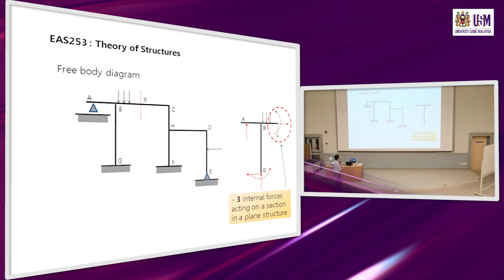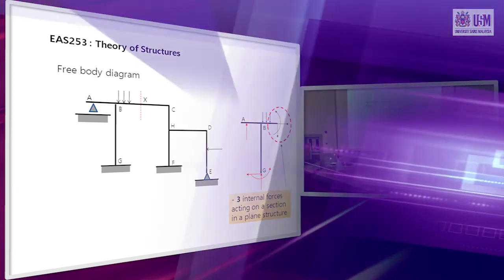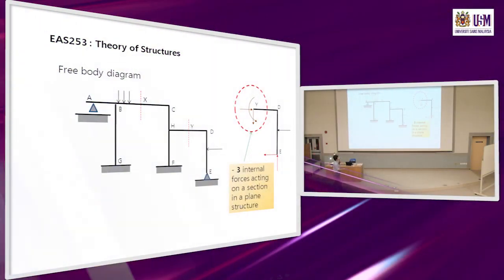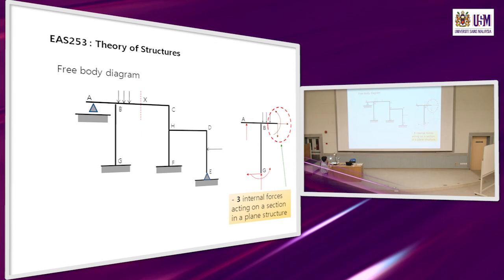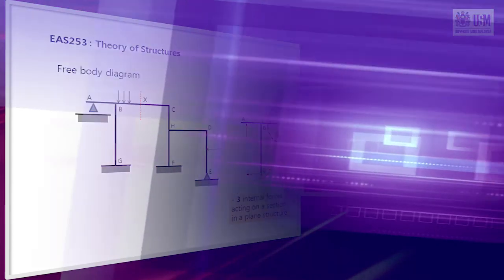But remember, in general, when you cut through, there will be three: normal force, shear force, the bending force. Okay? So this is the same thing. There will always be three. Doesn't matter, you cut it here, you cut it there. So if you cut here, this is a free body diagram. Previously, if you cut here, this is a free body diagram.